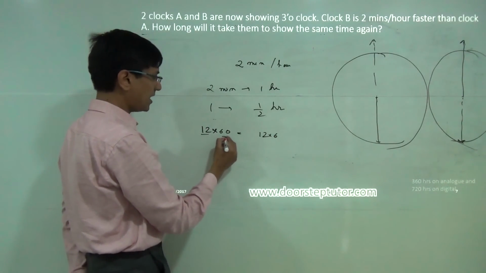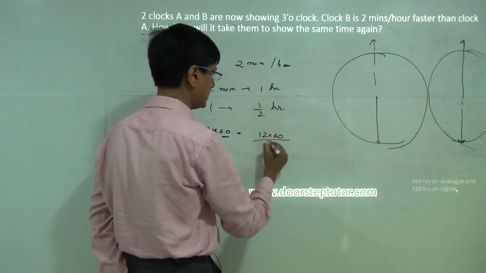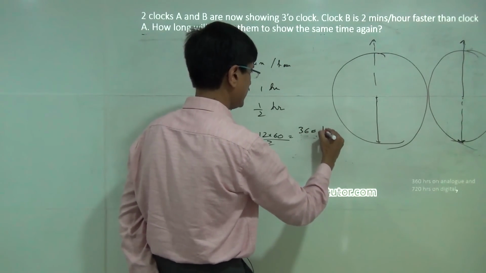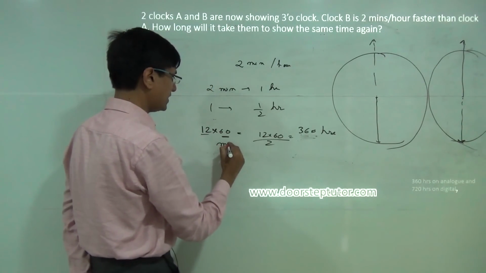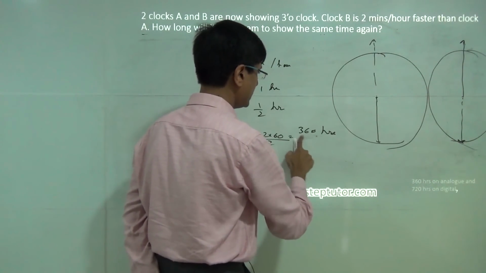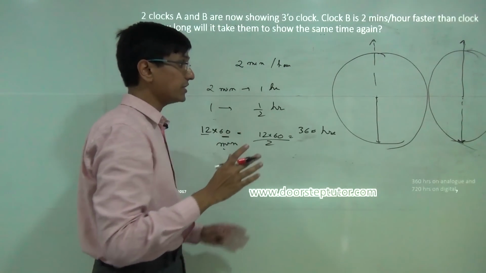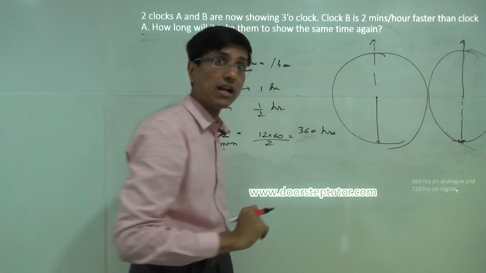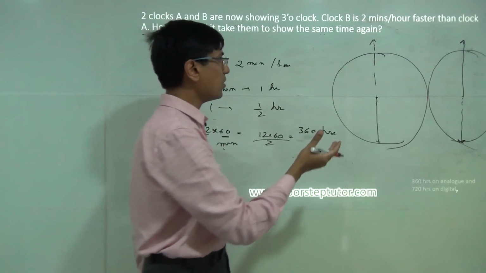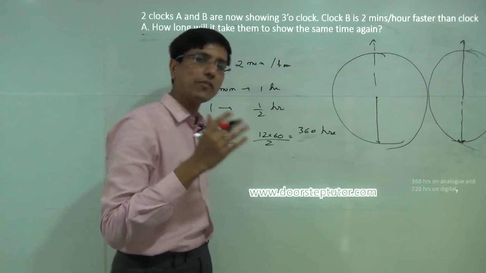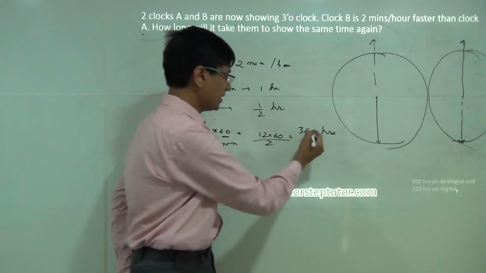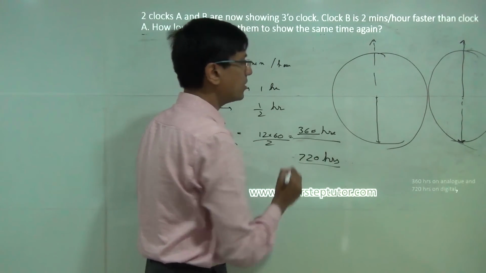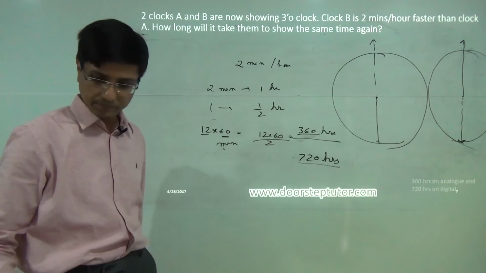So I have converted the 12 hours to minutes here, if you didn't notice that, which is equal to 360 hours. A total of these many minutes would be covered in 360 hours. Of course, this is true for an analog clock, because the hands of the clock come to the same position after 12 hours. What about a digital clock? A digital clock would show the same time after, not 12 hours, but after 24 hours. So for a digital clock, this number would become 720 hours. And the question would of course tell you which clock to use.